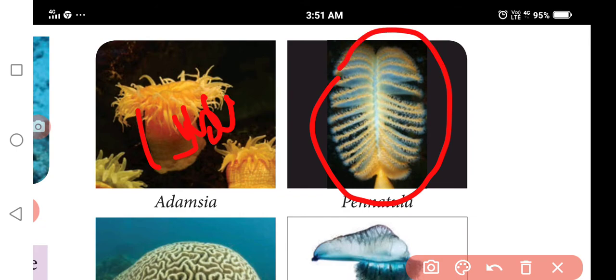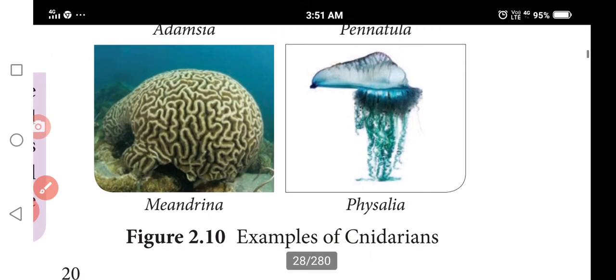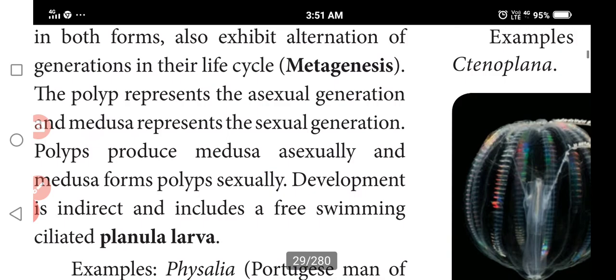Medusa is an umbrella-like structure, free swimming. It exists in both forms, with alternation of polyp and medusa. The larva is the planula larva. Examples: Physalia, the Portuguese man of war; Adamsia, sea anemone; Meandrina, brain coral. The next one is the phylum Ctenophora.